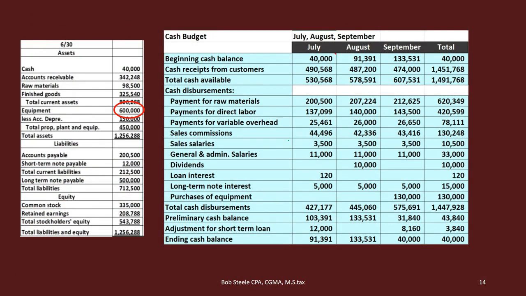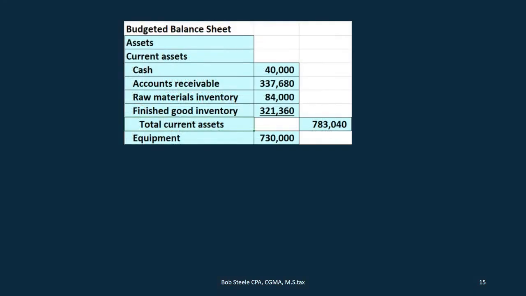We had 600,000. Then we have to look for the stuff that was added or taken away. In this problem, the only thing that happened was equipment that was added. It was all for cash. That's why I'm looking at the cash budget in order to get that. If we financed it and whatnot, we'd have to think about how much equipment we had purchased, whether it was financed or not. In this case, we had the 600,000. We had one purchase through this time period for cash of the 130. That gives us the total equipment, 730,000.